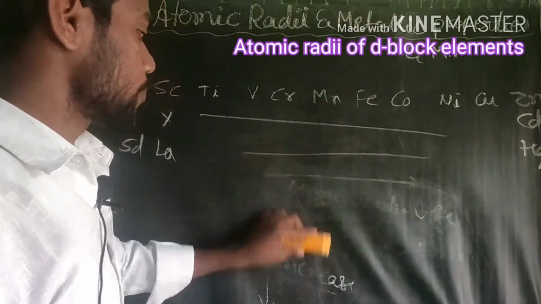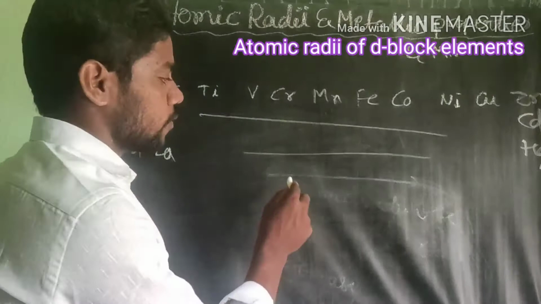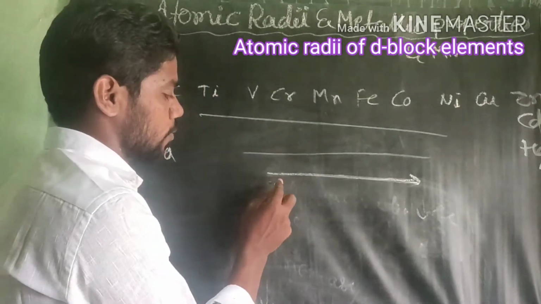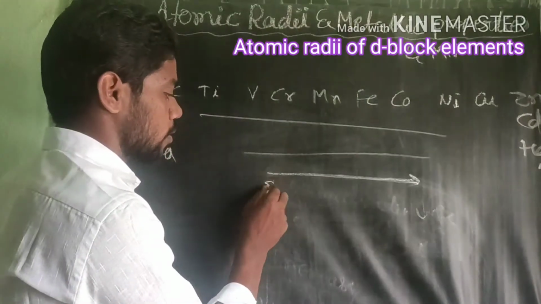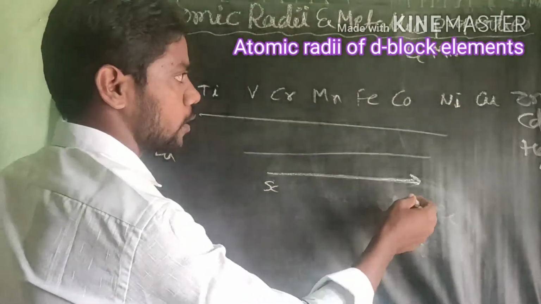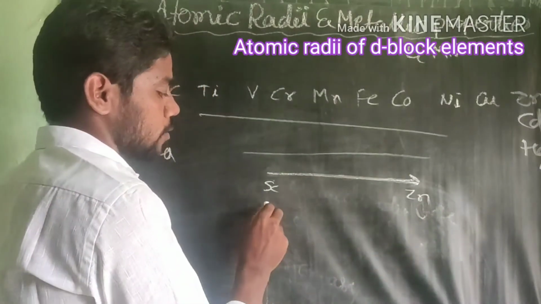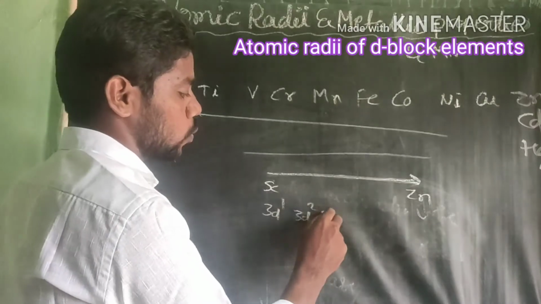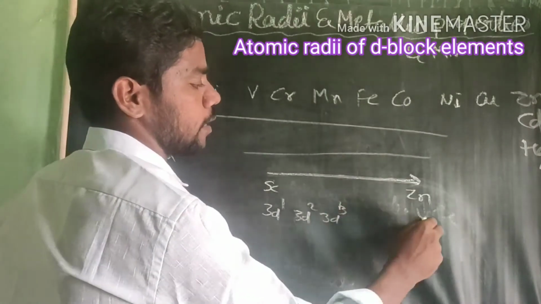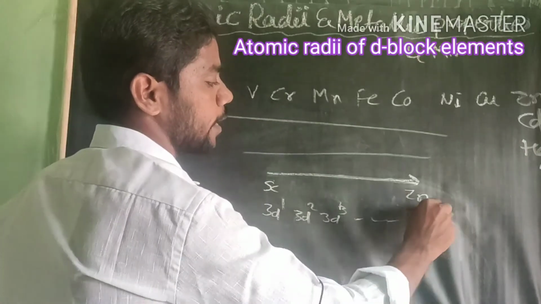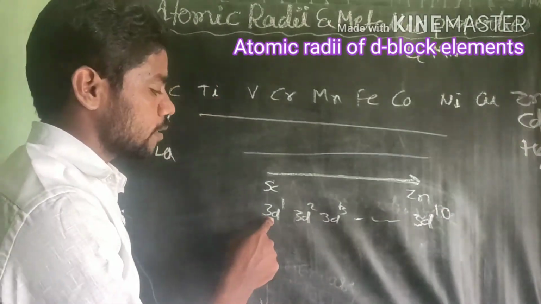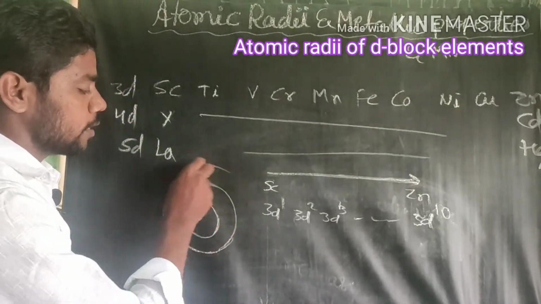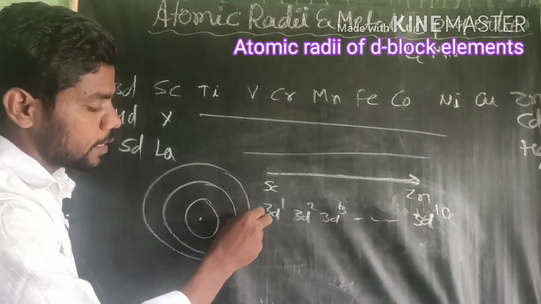In the D block elements, from left to right the atomic radii decrease because, for example, you go for scandium. Scandium to zinc, the electrons enter in 3D: 3D1, 3D2, 3D3, like that continuously up to 3D10. Here what happens? Electrons enter into the same shell. Assume this is the 3D shell. In this 3D shell, the electrons enter into the same shell.